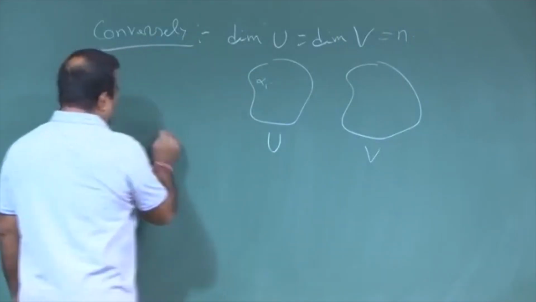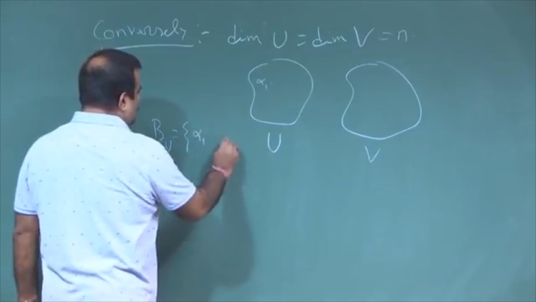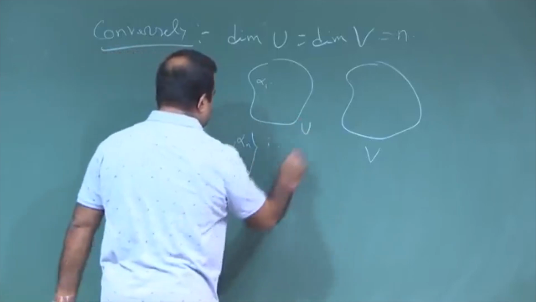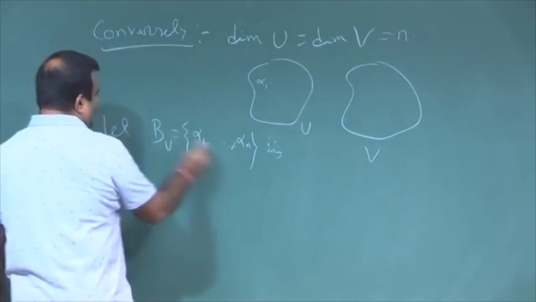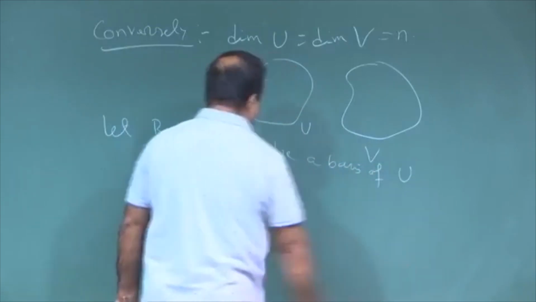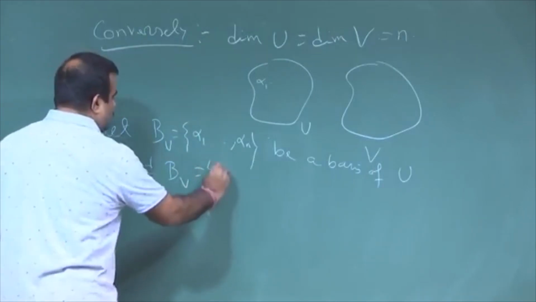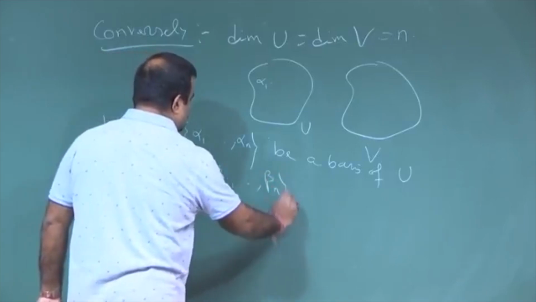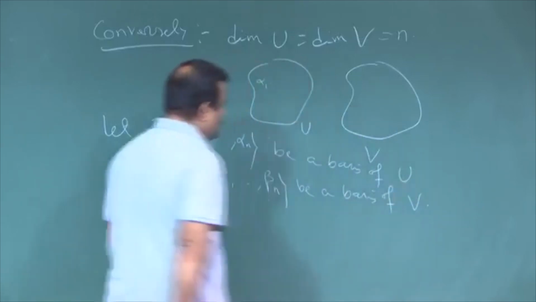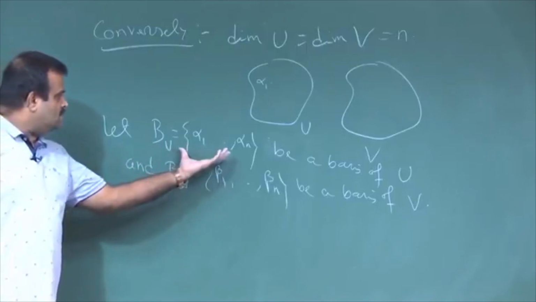So, say BU, equal to alpha 1, alpha 2, up to alpha n, is the basis of U, and BV, beta 1, beta 2, up to beta n, is a basis of V. They have the same dimension, so the number of vectors in the basis will be the same, and that is n. So, this is a basis, and this is a basis.